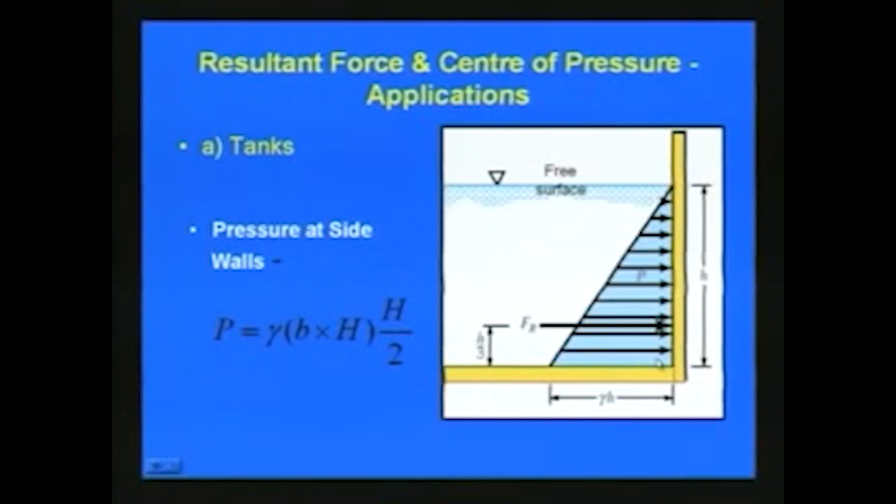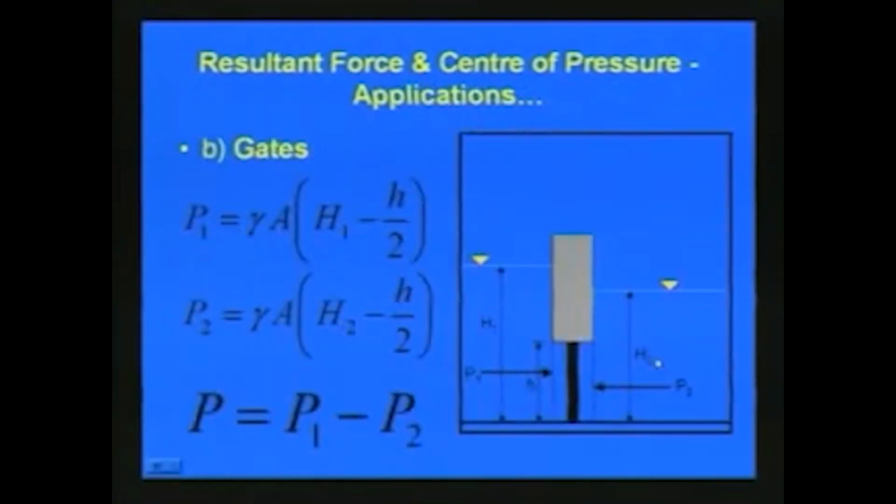So, this is how we can determine the resultant force and center of pressure for water tanks. This is the first case. The second case is determining the resultant force and center of pressure in the application of a sluice gate. Sluice gates are very much used in many hydraulic structures, such as canals or dams. So, how can we determine the resultant force?